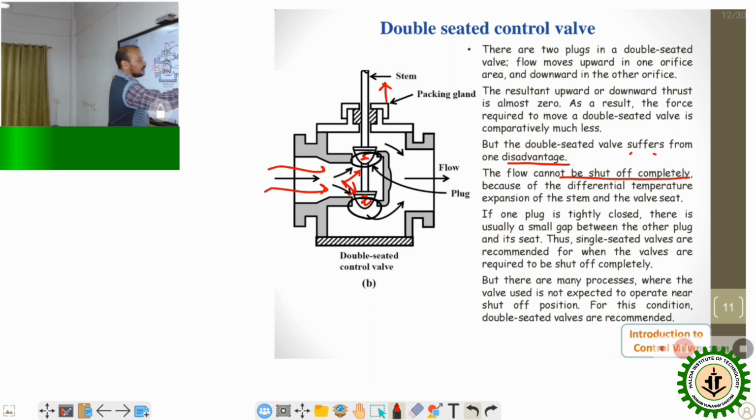Because of the differential temperature expansion of the stem and the valve seat, if one plug is tightly closed, there is usually a small gap between the other plug and its seat. Thus, single-seated valves are recommended when the valve is required to shut off completely. But there are many processes where the valve used is not expected to operate near the shut-off position. For this condition, double-seated valves are very useful. So these are the two types of valves as per the number of plugs in them.